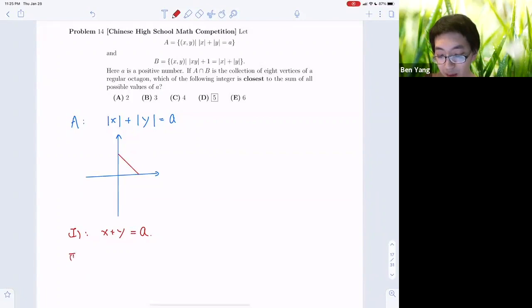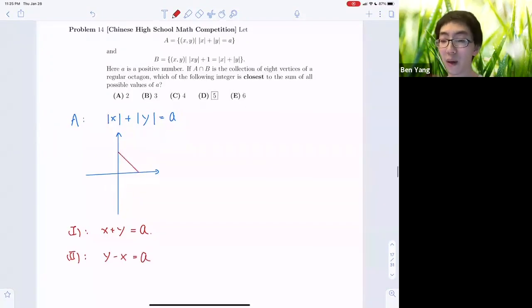Similarly, we can look at the second quadrant, where x is smaller than 0 and y is greater than 0. So our equation becomes y minus x is equal to A. This is a line with slope +1. And we can also draw it on the coordinate plane.